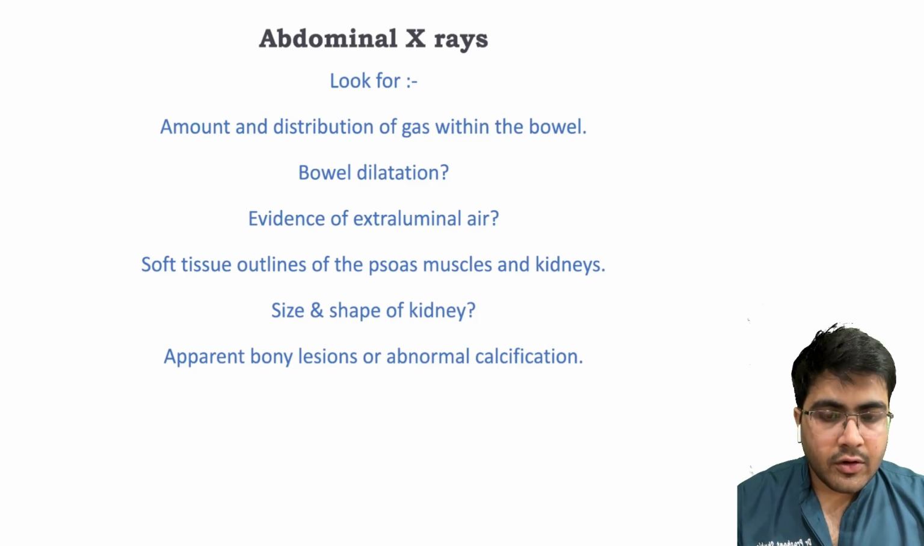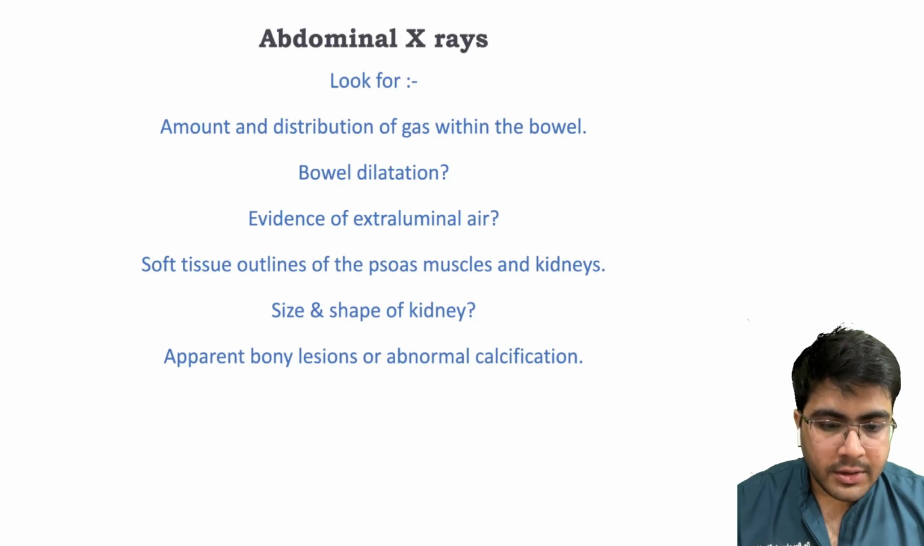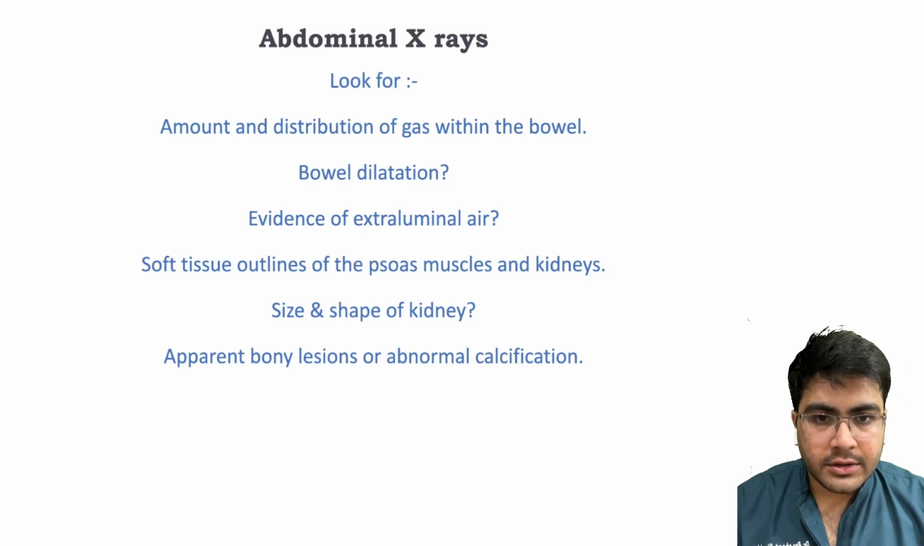So we are done with the chest X-ray. Now we'll be dealing with the abdominal X-rays. If you get a patient for abdominal X-ray, you need to look for the amount and distribution of gas within the bowel, if there is any bowel dilatation present, and if there is any evidence of extraluminal air, if the soft tissue outlines of the psoas muscle and kidney are present, and what is the size and shape of the kidney, which is very difficult to assess on an abdominal X-ray, and any bony lesions or abnormal calcification. So when you ask these questions and you are pretty sure about them, then only have you convincingly assessed the abdominal X-ray.